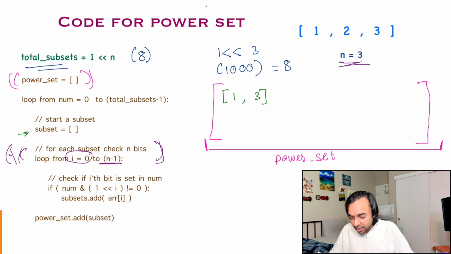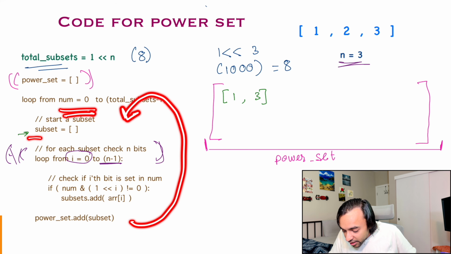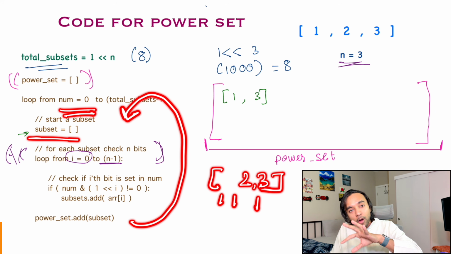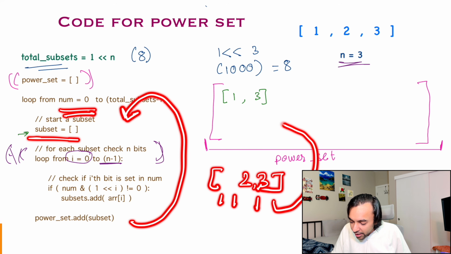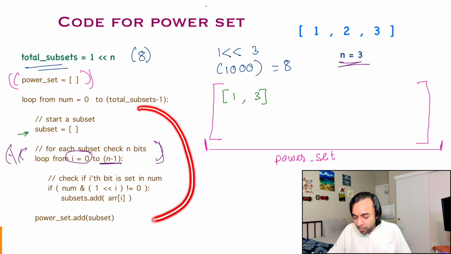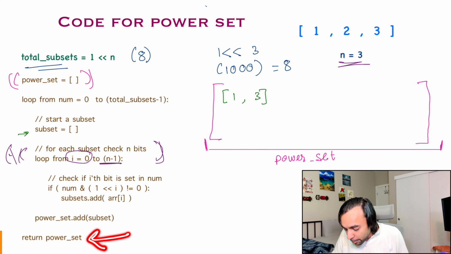What will happen in the next iteration? Once again, you will start off with another number. It could be number 6. And now, once again, you start off with an empty subset. You check all of the 3 bits again. Whatever bits are set, it could be 2, 3. Now your subset is complete and you add it to your power set. So I know that once this entire loop is completed, I have exhausted all of the subsets that I can have. Once that is done, I simply return my power set and this will be my answer.